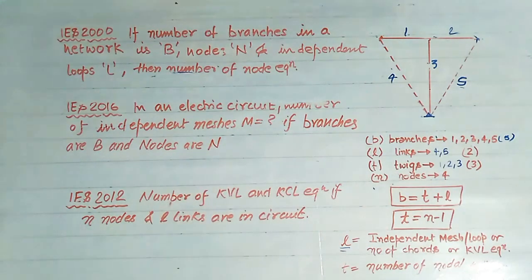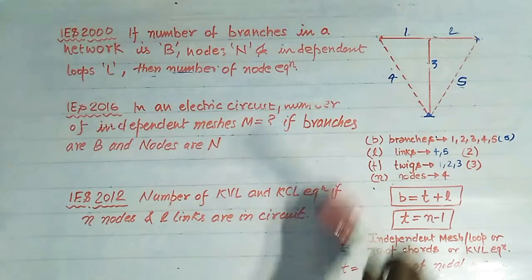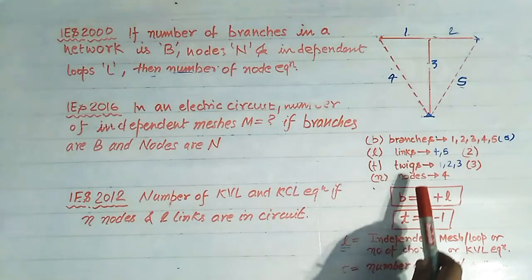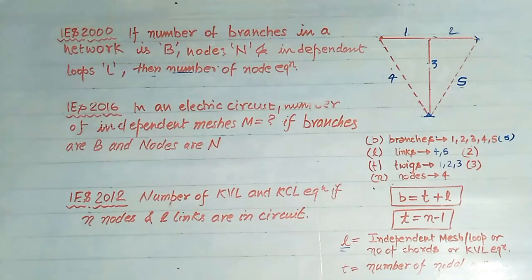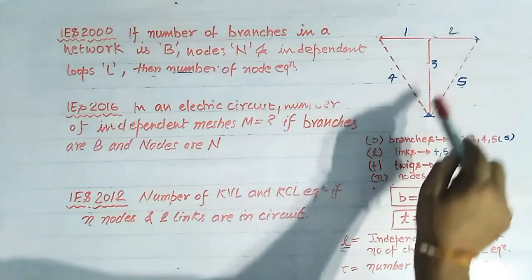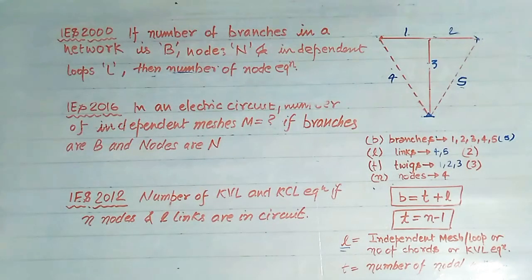So here in this graph, the total number of branches is equal to 5, that is 1, 2, 3, 4 and 5. The total number of links is 2, that is 4 and 5. And the total number of twigs is 3, that is 1, 2 and 3. And what is the total number of nodes? That is equal to 1, 2, 3 and 4. And what is a node? A node is a point where two or more branches meet. So here the number of nodes is equal to 4.